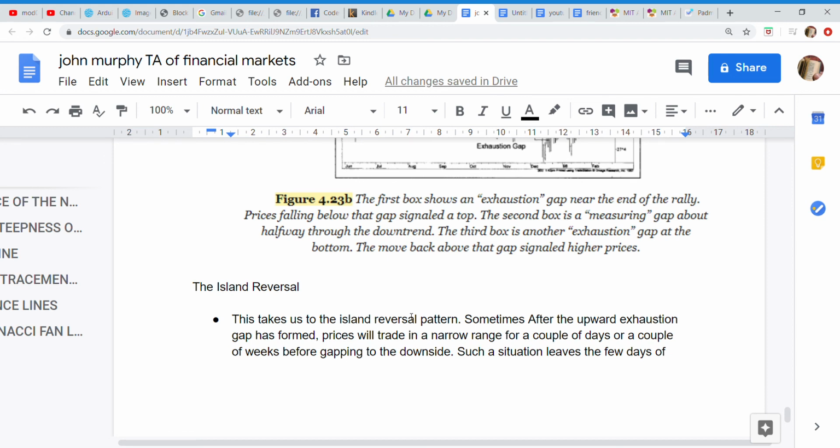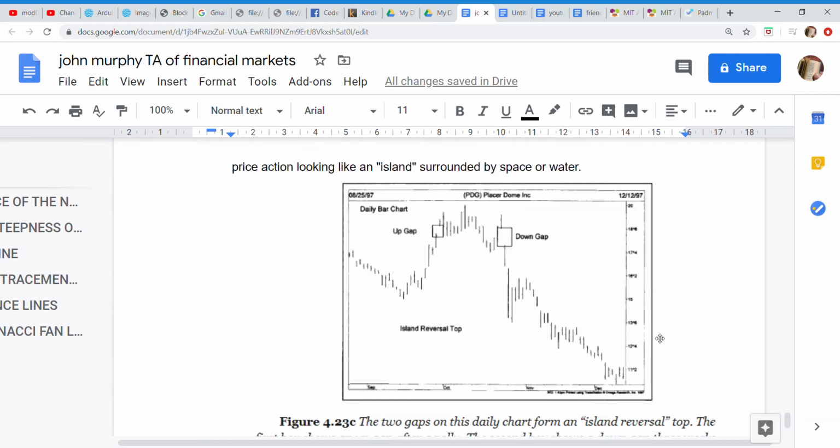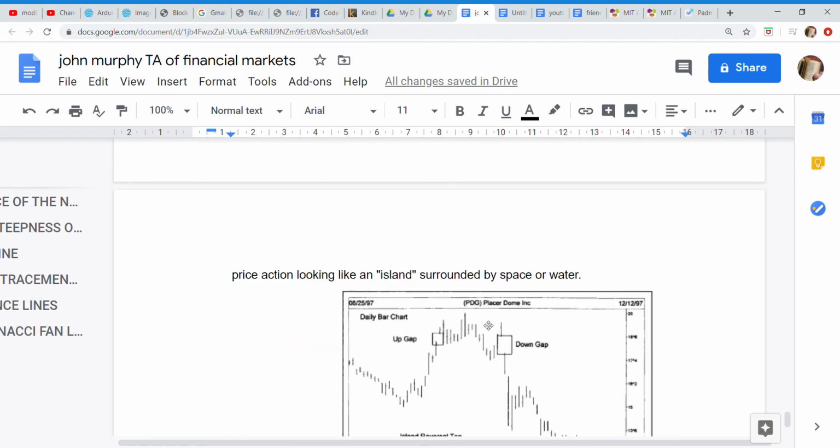This takes us to the island reversal pattern. Sometimes after the upward exhaustion gap has formed, prices will trade in a narrow range for a couple of days or a couple of weeks before gapping to the downside. Such a situation leaves the few days of price action looking like an island surrounded by space or water. So this looks like an island surrounded by space or water.